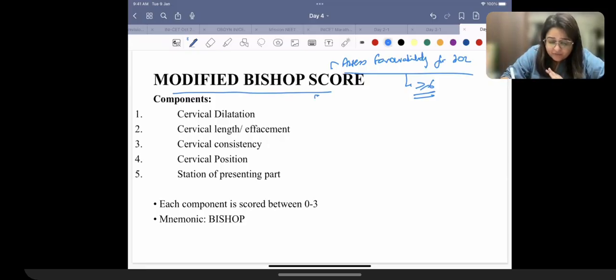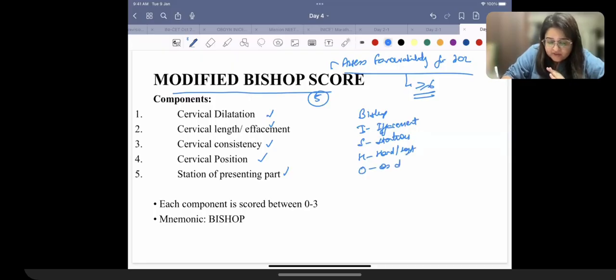So, you have 5 components: the dilatation, effacement, consistency, position, and station. Easy to remember. Bishop itself is a mnemonic. So, B stands for Bishop, I stands for effacement. I'm writing it with an I, so you remember. S is for station of the fetal head. H is for hard or soft, that means consistency. O is for os dilatation, that means how much is the os of the cervix dilated. And P is position of the cervix.